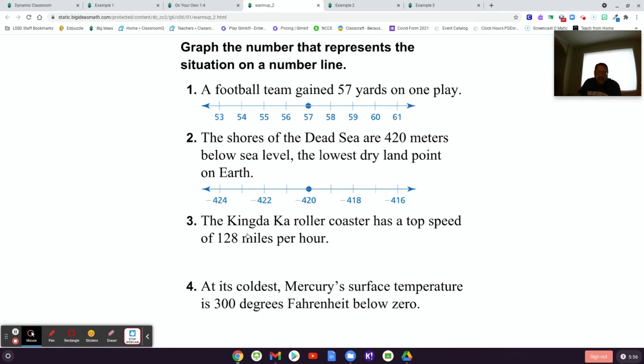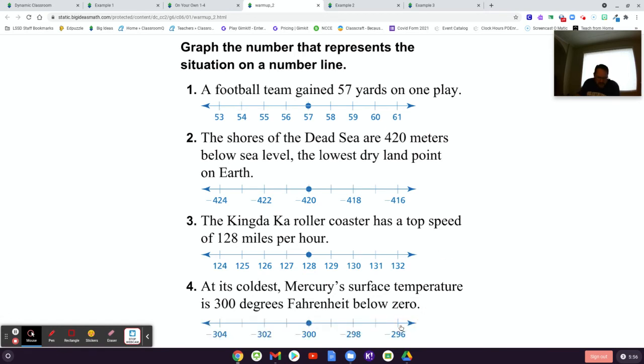Okay, the Kingda Ka roller coaster has a top speed of 128 miles per hour. That would be a positive number. So again, you just put the positive numbers on a number line and put a dot on 128. And the last one, at its coldest, Mercury's surface temperature is 300 degrees below 0, even though it's the closest planet to the sun. So that is a negative number. And again, when you're going into the negatives, the numbers go this way. So -300 would be right about there on a number line. Notice none of these number lines put 0 on them. A lot of times you have 0, but usually if the numbers are way away from 0, you don't even have to start with 0.